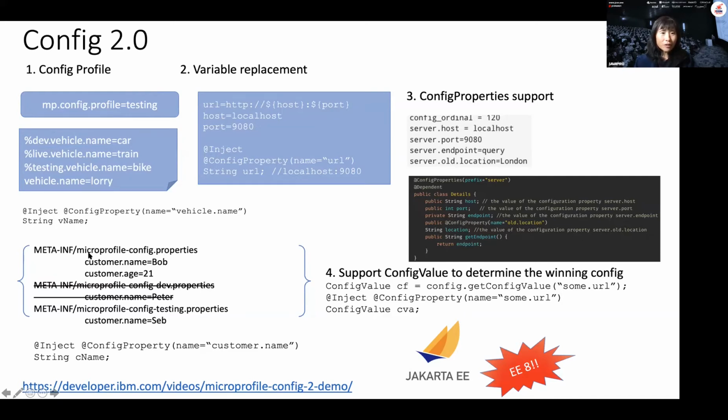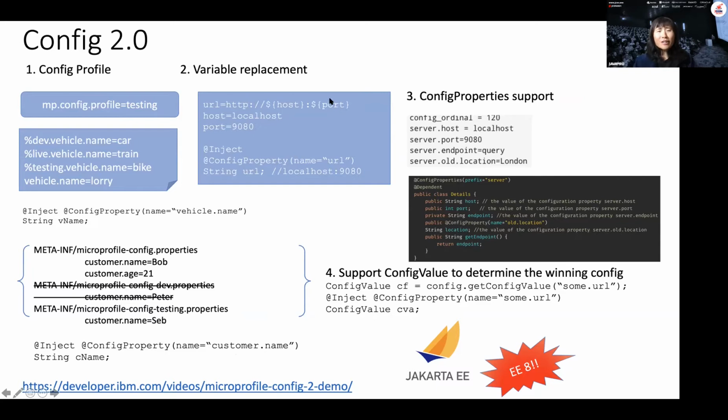The other thing is that the config profile works on the property level and also on the property file level. So in the MicroProfile config properties, you can even specify a profile-specific file for testing, and then this one will have a higher priority. For example, when you inject customer.name, this one will be used.